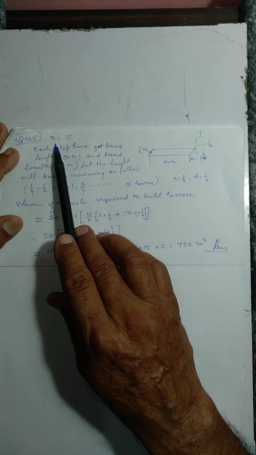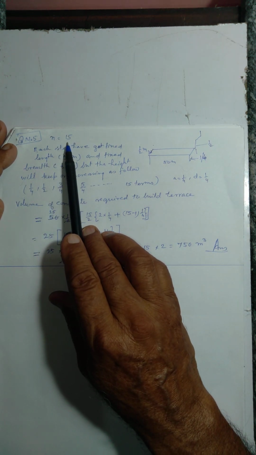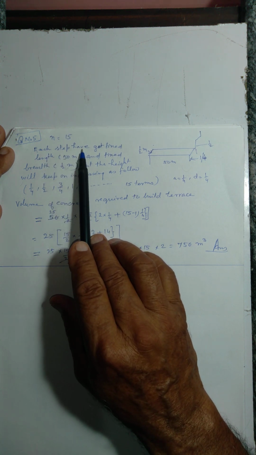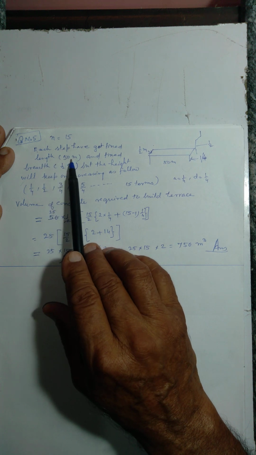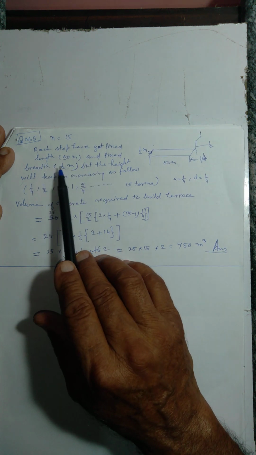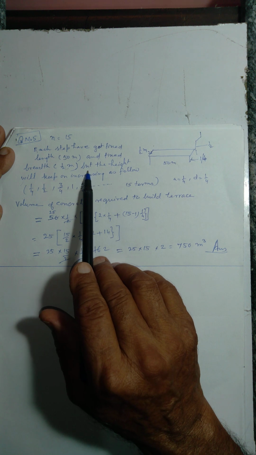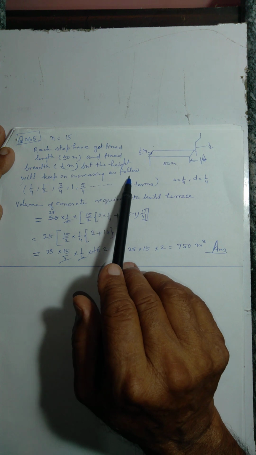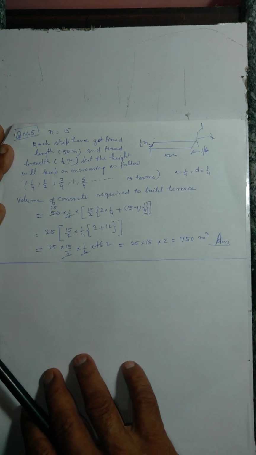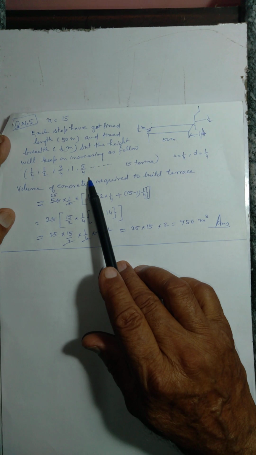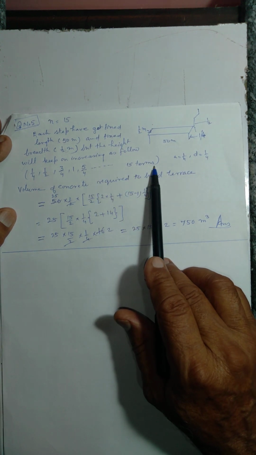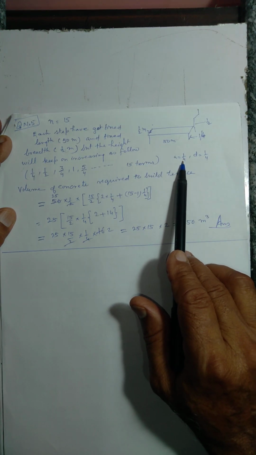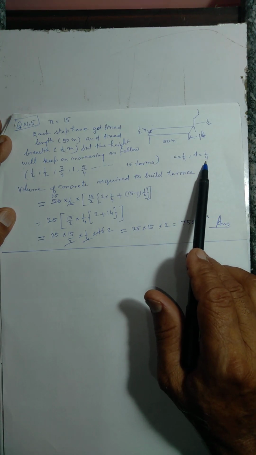So listen here, n is equal to the number of steps, that is 15, given. Each step has a fixed length, that is 50 meter, and a fixed breadth, that is 1 by 2 meter. But the height will keep on increasing as follows: 1 by 4, 1 by 2, 3 by 4, 1, 5 by 4, and so on. 15 terms are there. So you see here your first term is 1 by 4. Our common difference is 1 by 4 again.